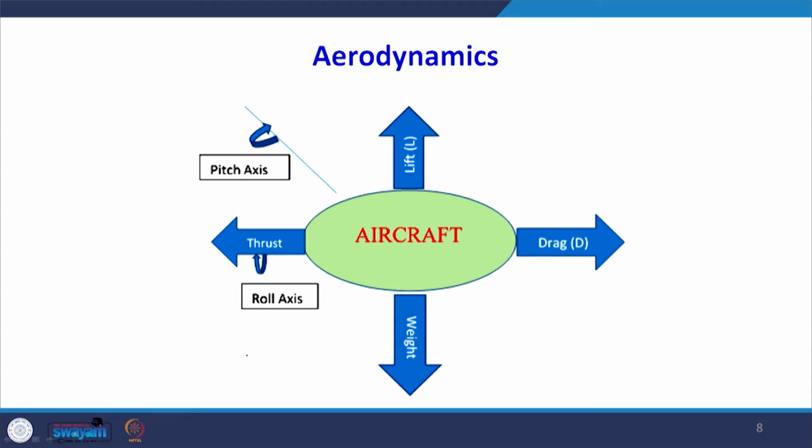So, thrust will be created because of the roll axis, because of the pitch axis, and the drag will be in the opposite direction, and it will be due to the wind pressure and other things. So, these are the four forces which are acting on the aircraft. So, one has to make a balance and move in the forward direction in order to collect the data.